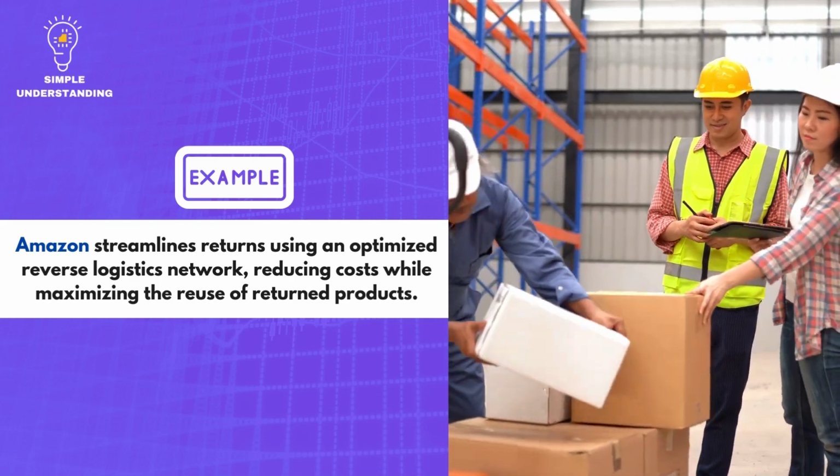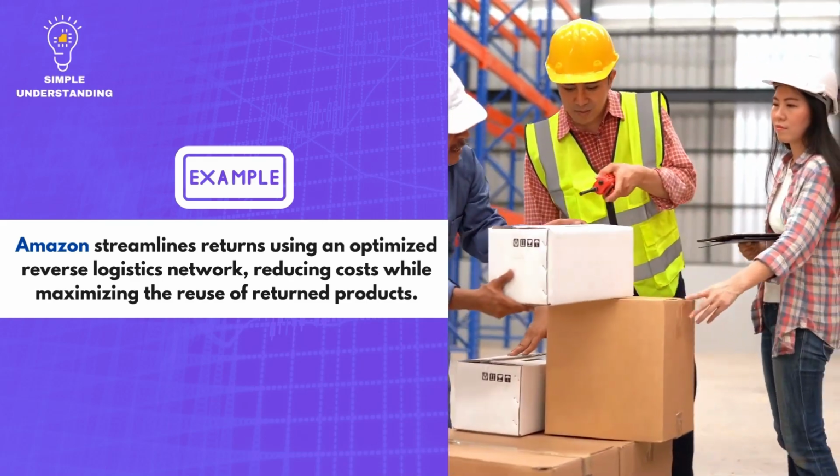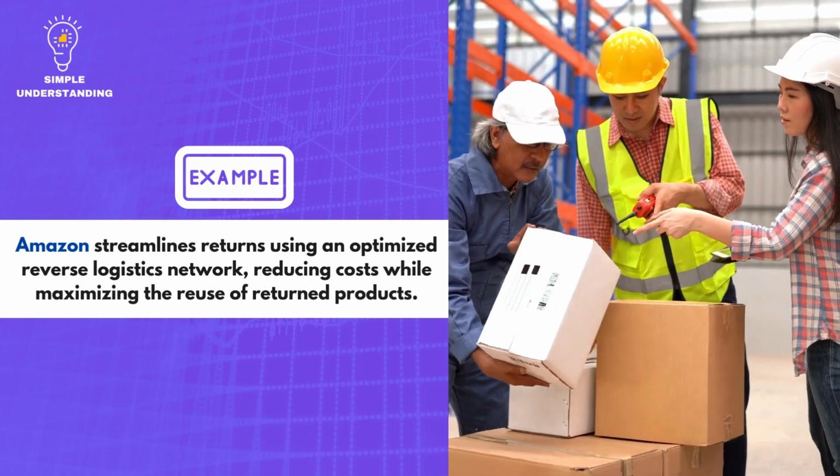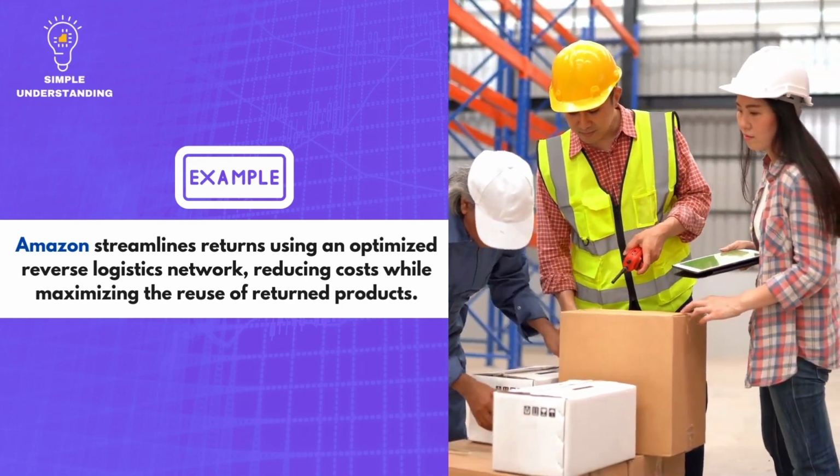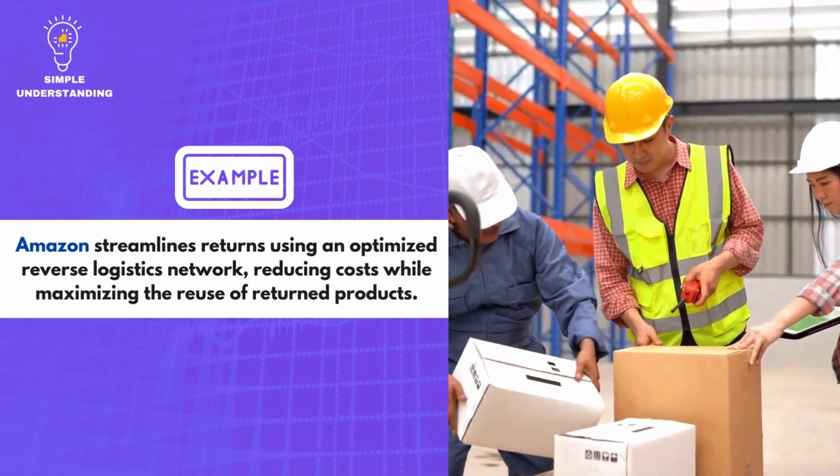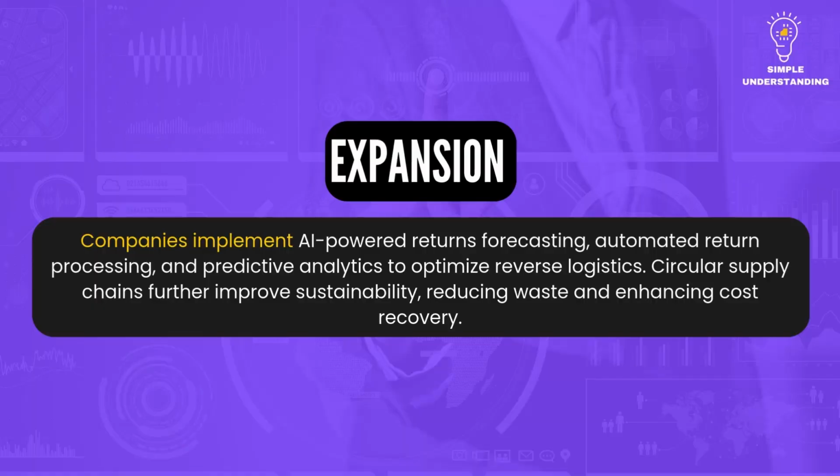Real company example. Amazon streamlines returns using an optimized reverse logistics network, reducing costs while maximizing the reuse of return products. Expansion. Companies implement AI-powered returns forecasting, automated return processing, and predictive analytics to optimize reverse logistics. Circular supply chains further improve sustainability, reducing waste and enhancing cost recovery.